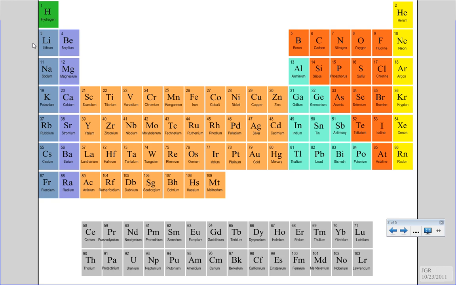So let's say, for example, we're looking at lithium. Lithium is number 3. So 3 means that it has 3 protons. If it has 3 protons, then it has to have 3 electrons, so that way it can balance out. If it doesn't balance out, then it's going to have a charge. We can also assume that it's going to have the same number of neutrons, which would be 3, giving lithium a mass of approximately 6 AMUs.